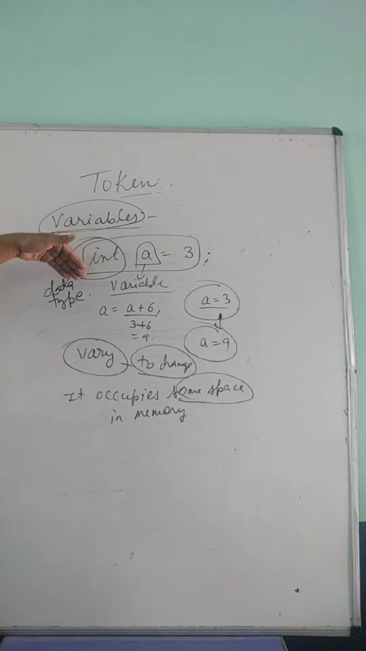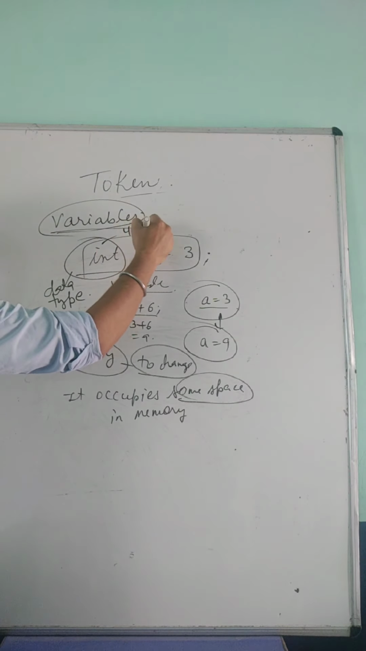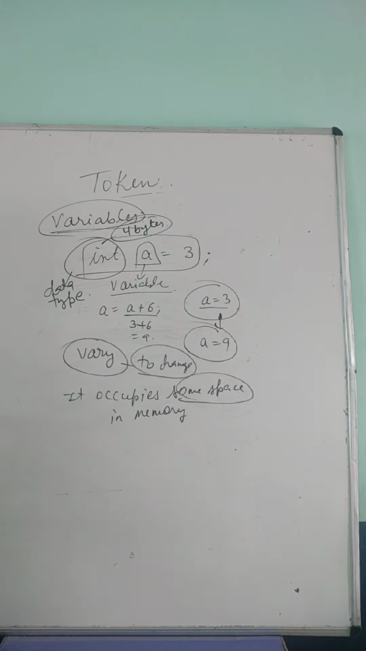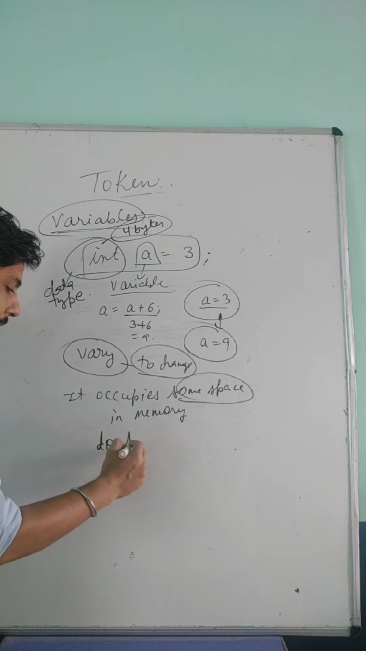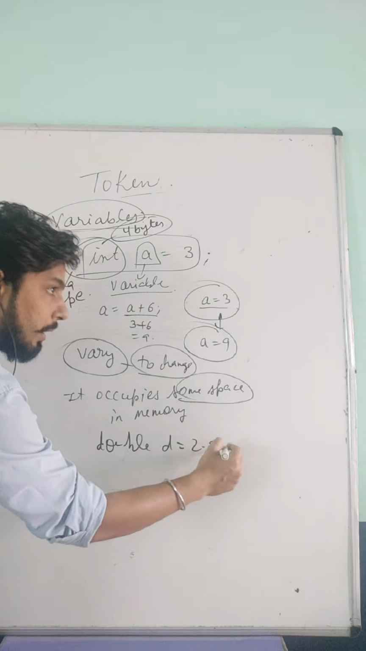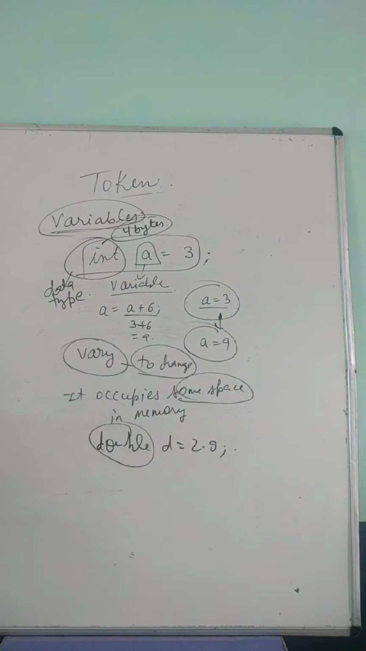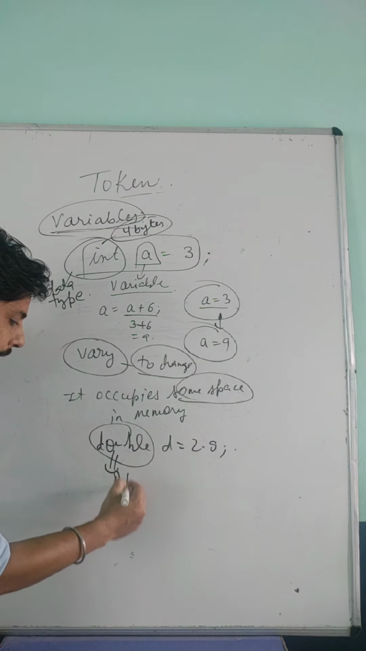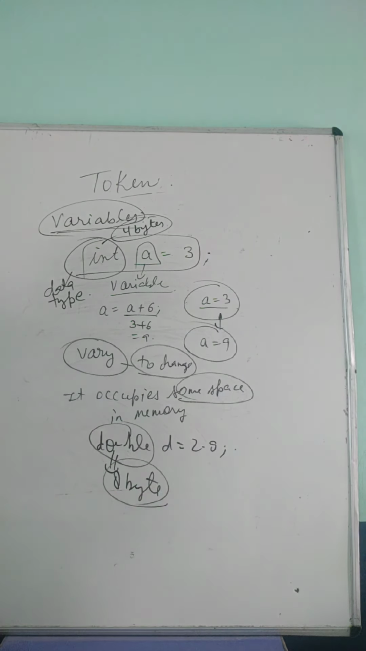Suppose I am storing the integer data type, so it will take 4 bytes. We will discuss this in time also. Suppose it is a double, then it will take 8 bytes. For example, double d = 2.9. Here double is taking 8 bytes, so it will occupy a space of 8 bytes. Done.